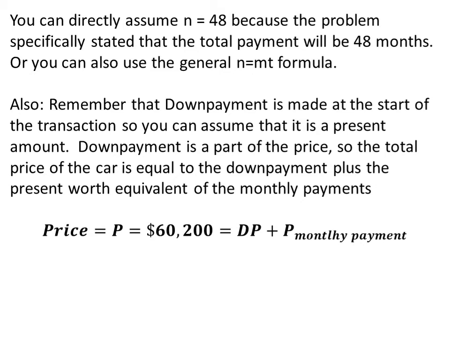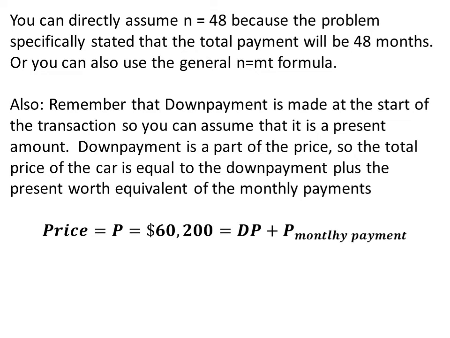Now also, remember that the down payment is made at the start of the transaction. So you can assume that it is a present amount. Every time you make a down payment, of course, it's always at the start. So when you say down payment, it's made at that present moment. So the down payment, you can call it a present amount also.